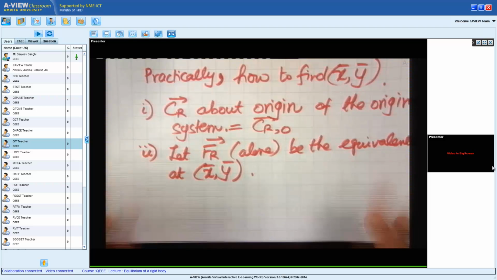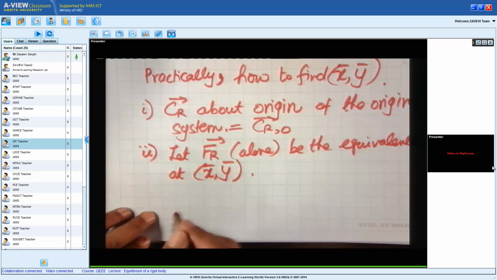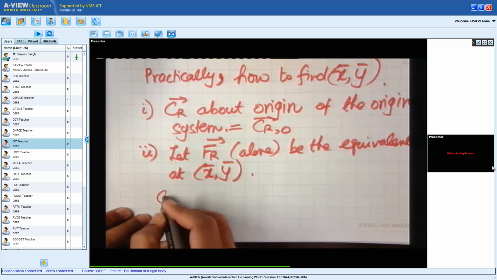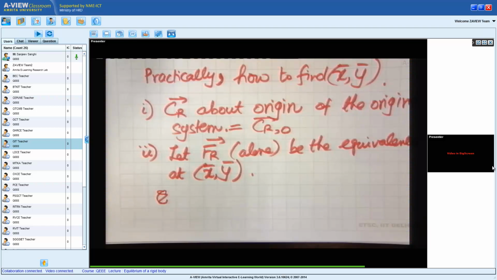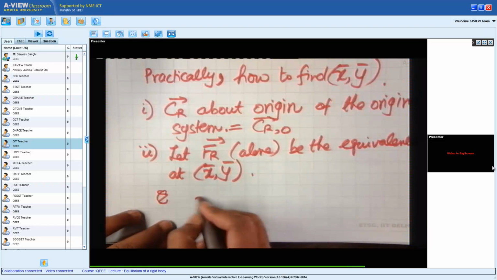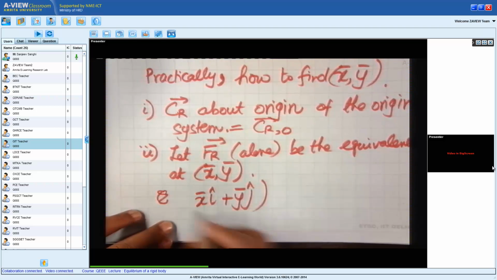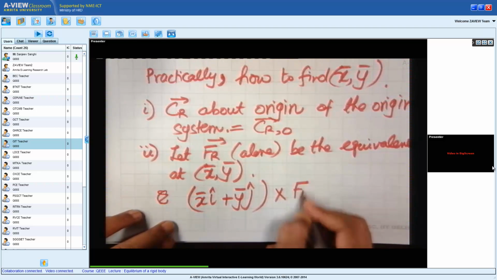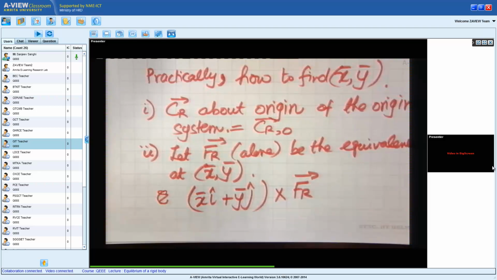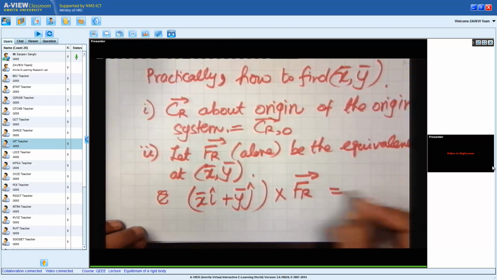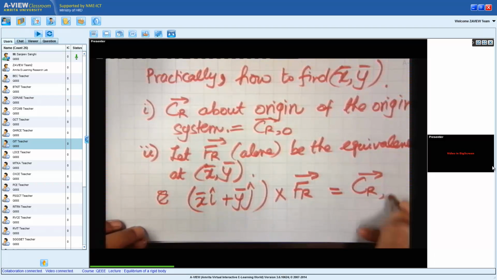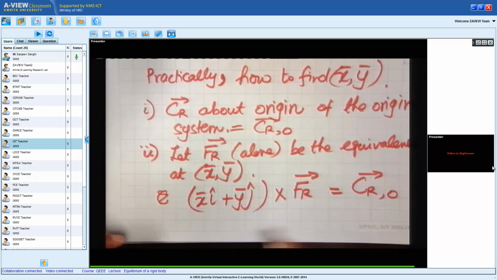Now if Fr be the equivalent at x bar, y bar, then if we take the moments about the origin, we will have x bar i plus y bar j cross Fr. This will be the moment of the equivalent force system, and this must be equal to Cr at O.